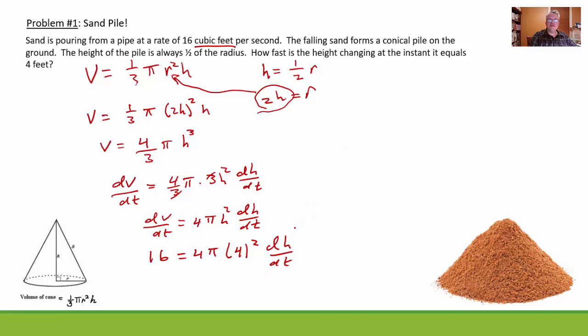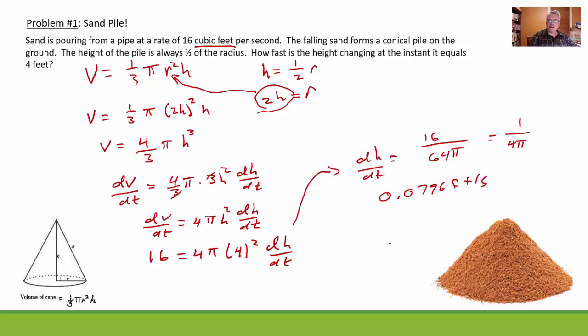Now if we solve for dh/dt, we would get dh/dt equals 16 divided by 4 times 4 squared is 64 pi, which actually simplifies to 1/(4 pi). And if you wanted to actually calculate this, that'd be about 0.0796 feet per second. That's how fast the pile is growing. Not that fast, right?